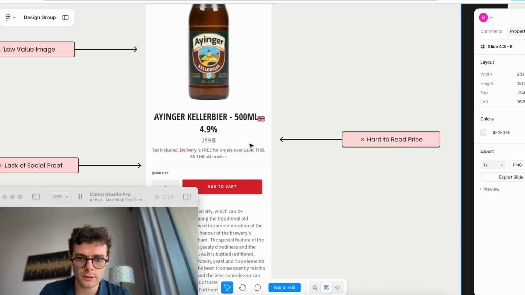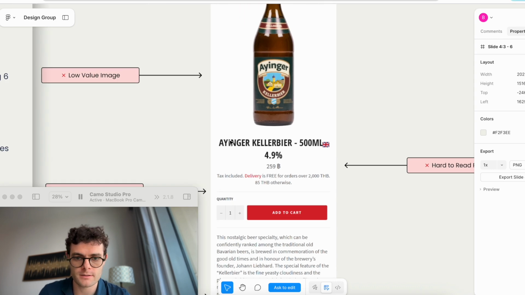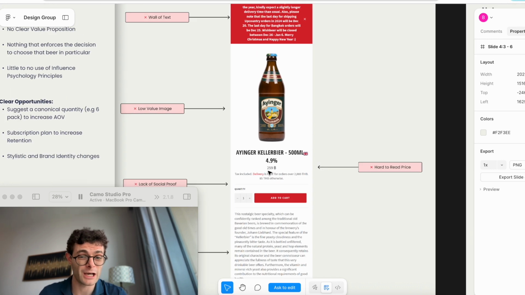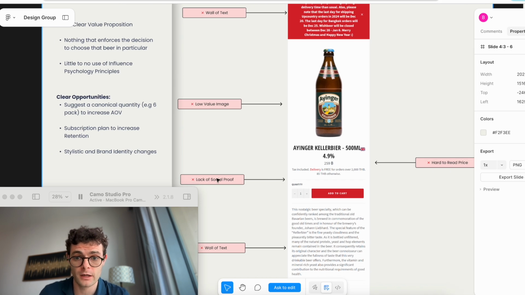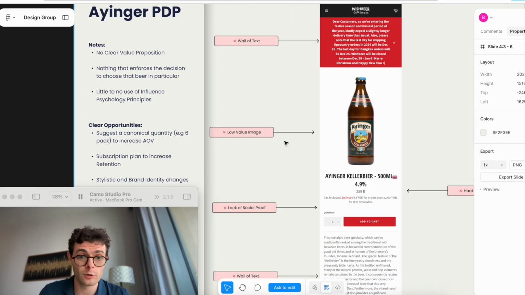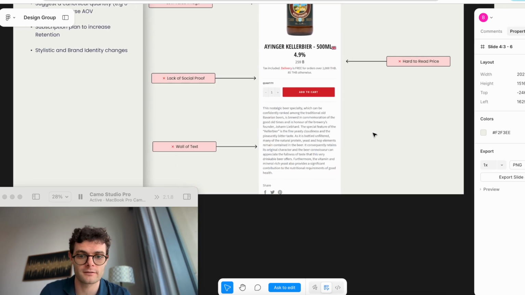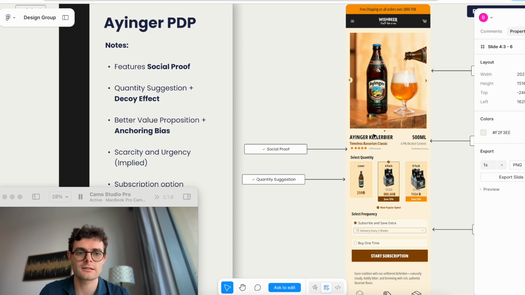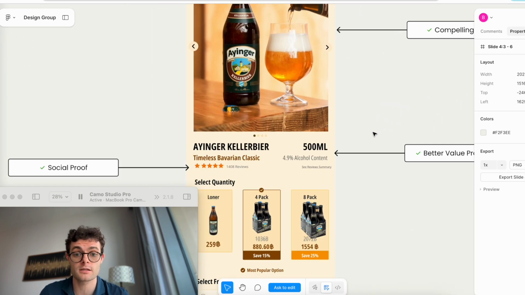But hard to read price, we don't want a hard to read price. This makes no sense. It has to be very visual. I don't want to go and find the price. It has to pop off. Lack of social proof, no social proof. Low value image, doesn't give me any value. Wall of text, I don't want to see the text, and another wall of text. I don't need to explain why this page sucks. Let's go over to the optimized version so that we can see some conversion mechanisms.